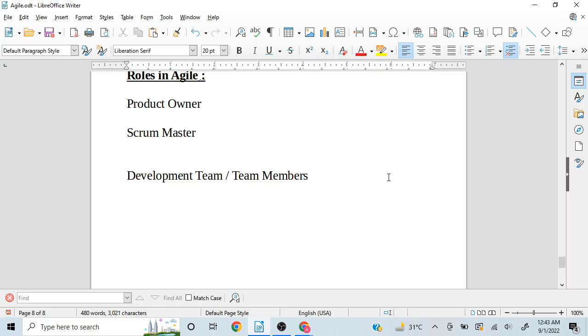So the product backlog prioritization is done by the product owner. They set a path on what needs to be delivered in a certain time interval, and we'll discuss in detail how these meetings happen. But essentially, the development team's responsibility is to deliver what they have committed for that particular sprint.